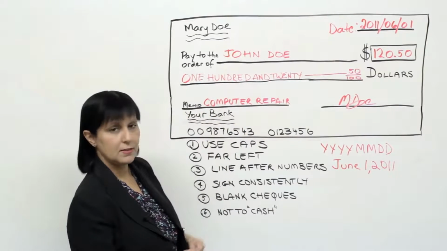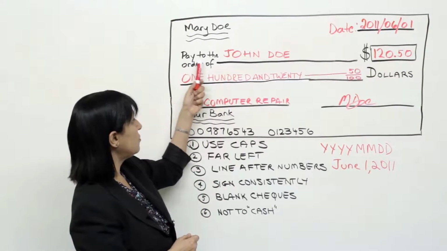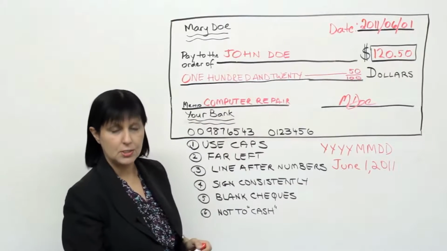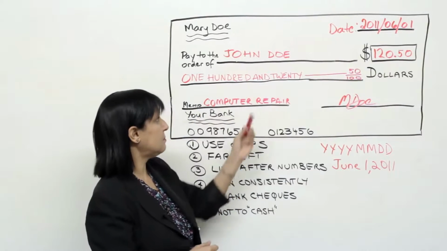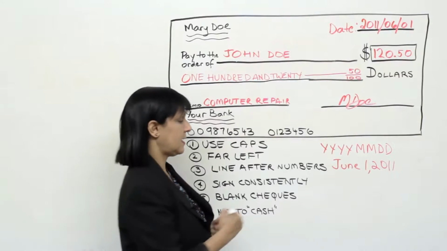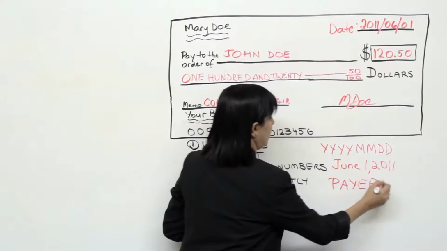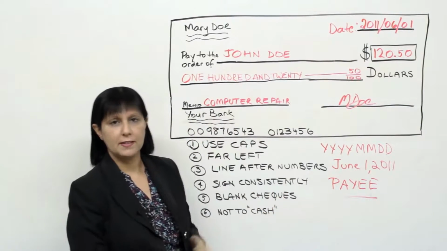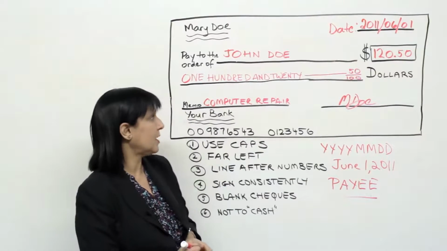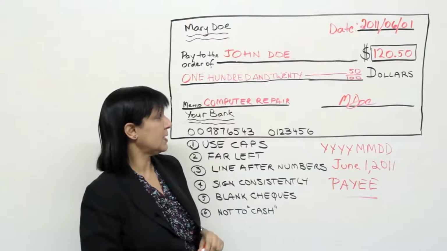So it says here, and it will usually say something like this in English, pay to the order of. That means pay this person or this business. This person or business is the payee. Okay? That's spelled like this. Okay? You don't need to write that information on your check. It's just for your knowledge as vocabulary. So John Doe is the payee of this check.